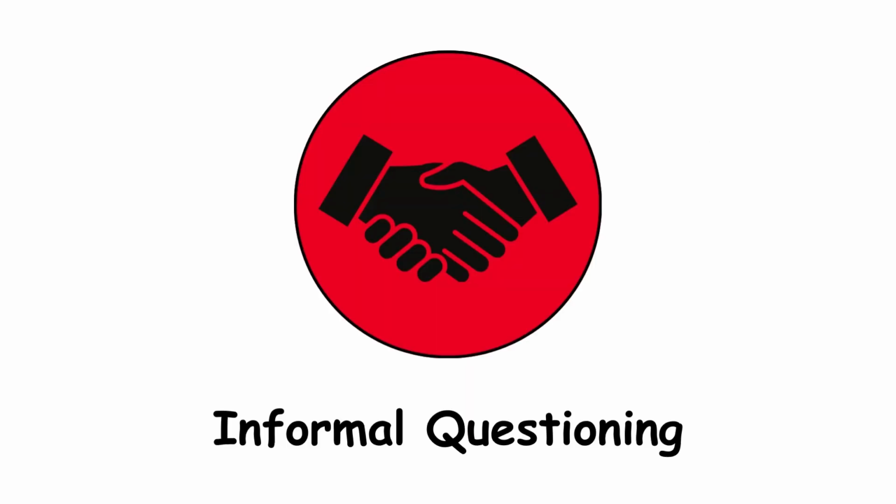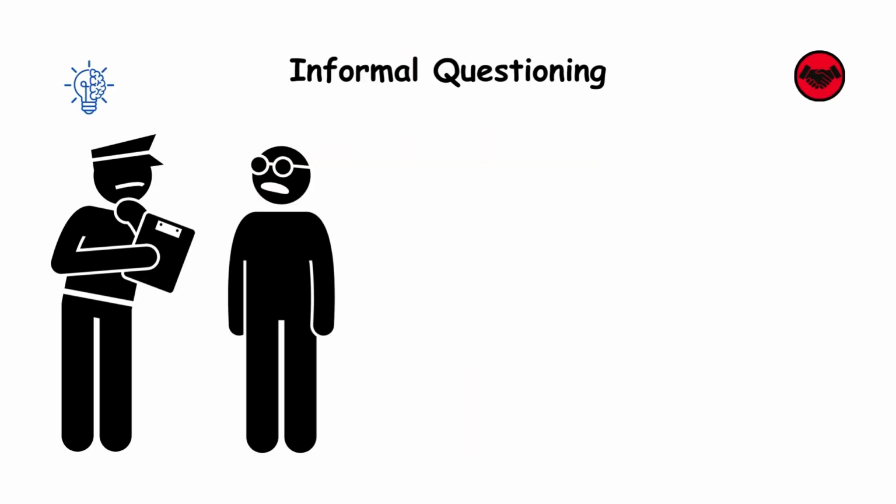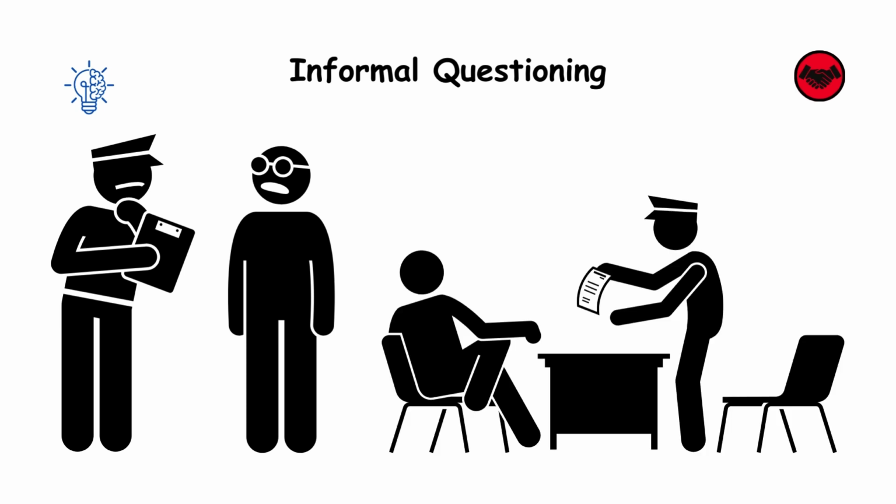Informal questioning. Police sometimes talk to people in the field without arresting them to avoid reading Miranda rights. This way, they can gather important information while making it seem like a casual chat. Another method is to change the location to a less formal place and ask questions in a relaxed way. This makes the person feel like the interrogation is over, even though they are still being questioned.